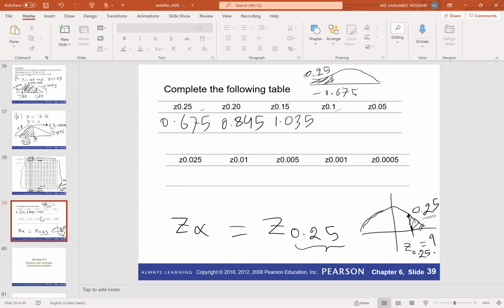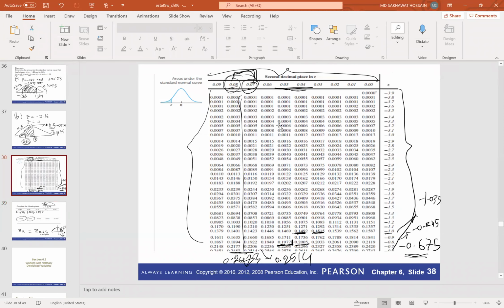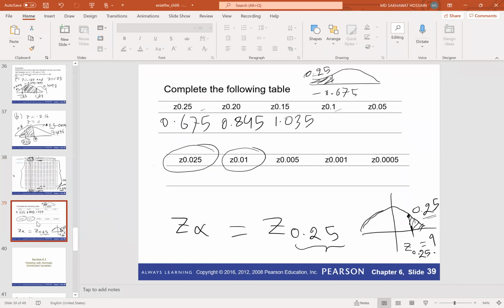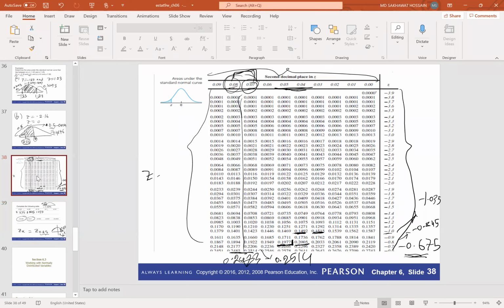Okay, so we have 3 more minutes. Try to find the z-score for 0.025 and 0.01. Yeah, try to find the z-score for these two and let me know. Okay, so this is the z table. You can use this one. So find this value. I'm just writing the values z_0.025 and z_0.01. So find these two values.